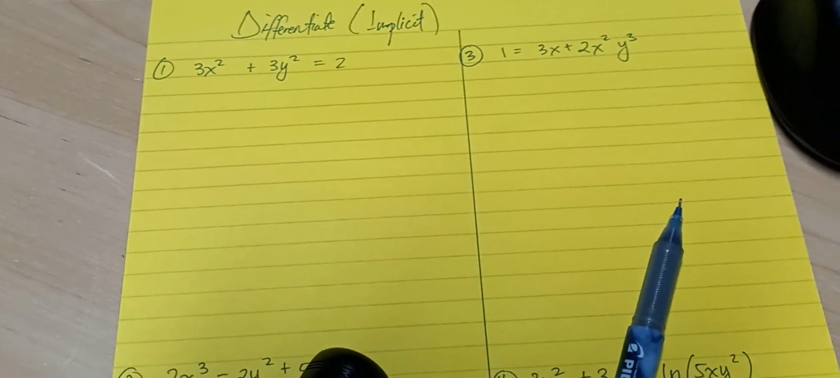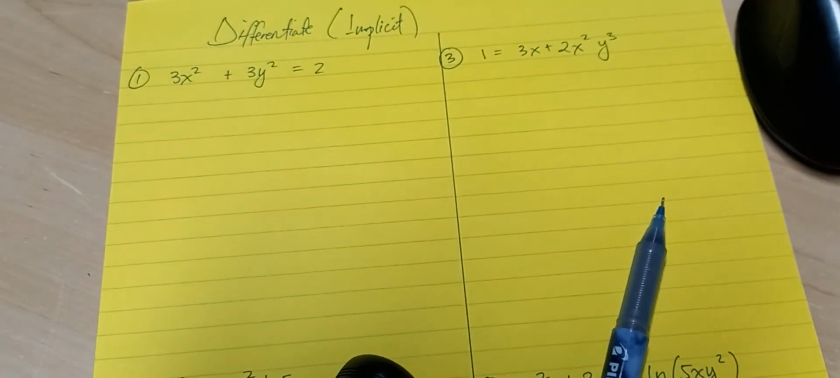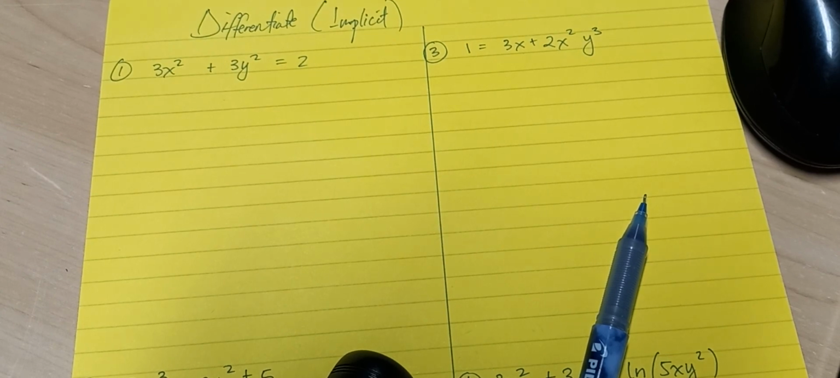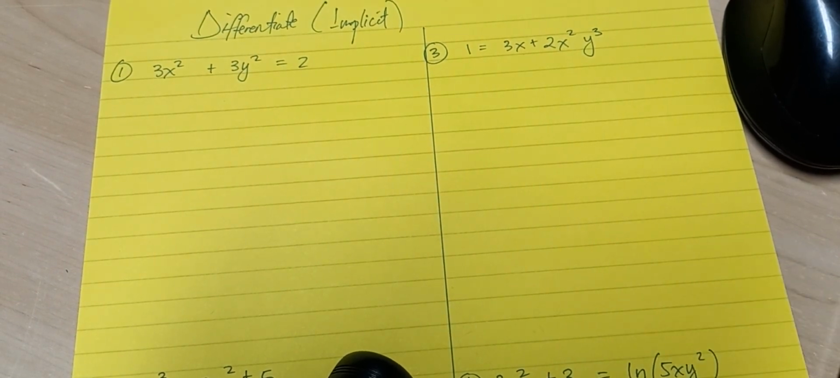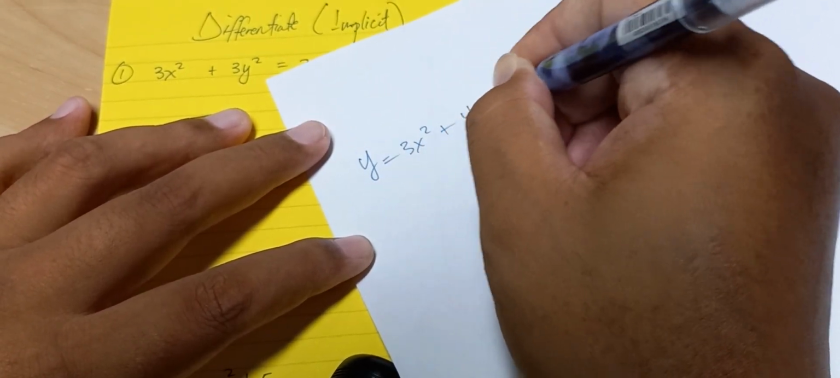Okay, so this is your tutorial for week 11. It says differentiate the following functions. The first function is a little bit weird, because we are usually familiar with this kind of function, where y equals 3x squared plus 4x.